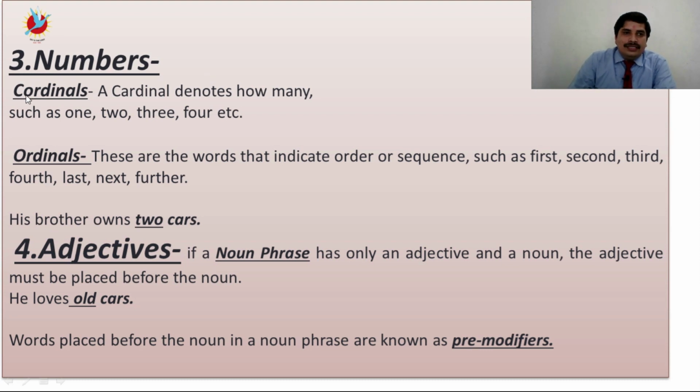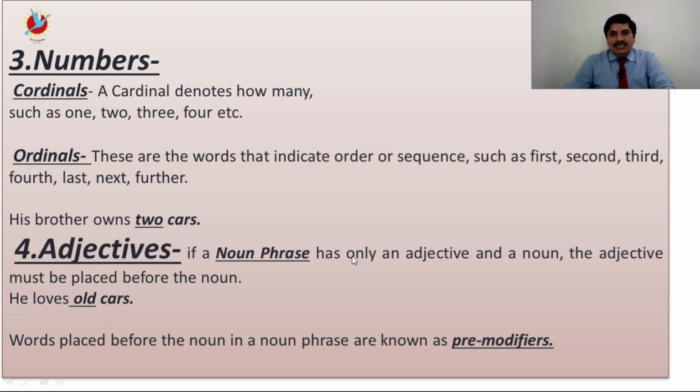The other one is numbers. As we know, there are two kinds of numbers, cardinals and ordinals. A cardinal denotes how many, such as 1, 2, 3. A cardinal tells about the number of things or persons. Ordinals show the sequence or order, right? These are the words that indicate order or sequence, such as first, second, third, fourth, last, next, further, etc. His brother owns 2 cars. So here the number 2 has been used as a pre-modifier, right?